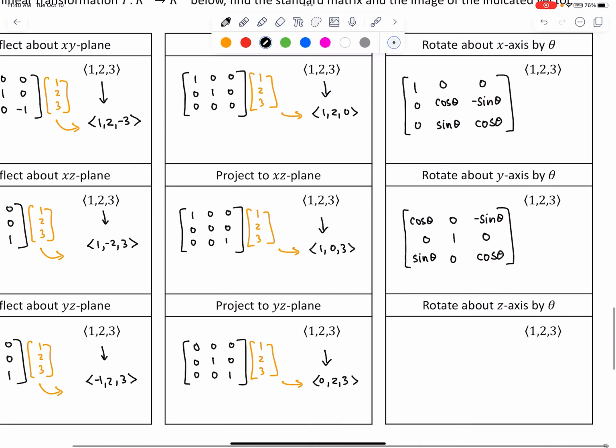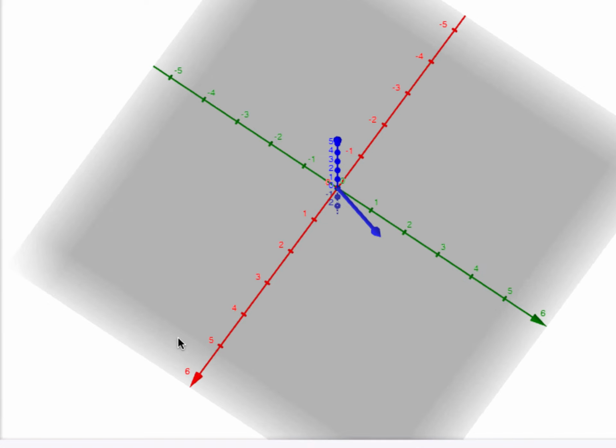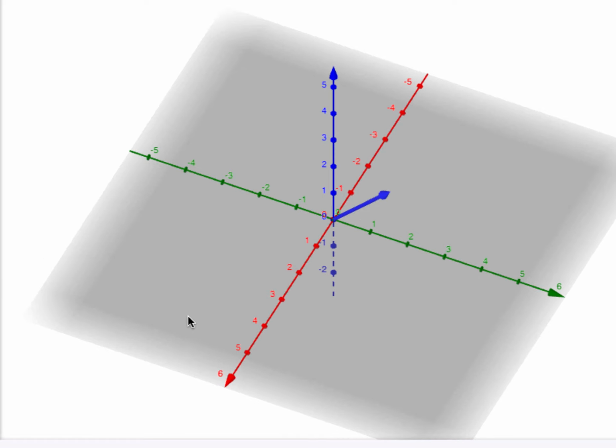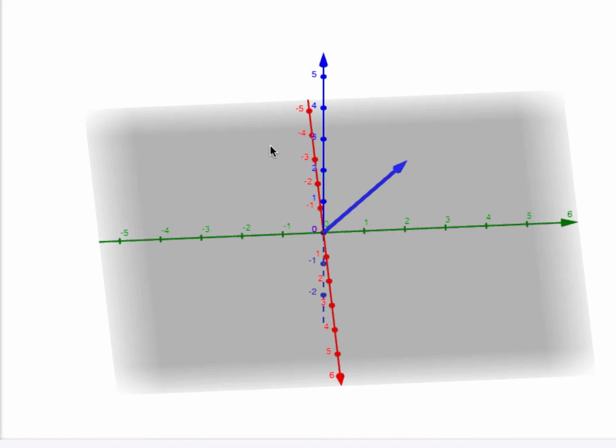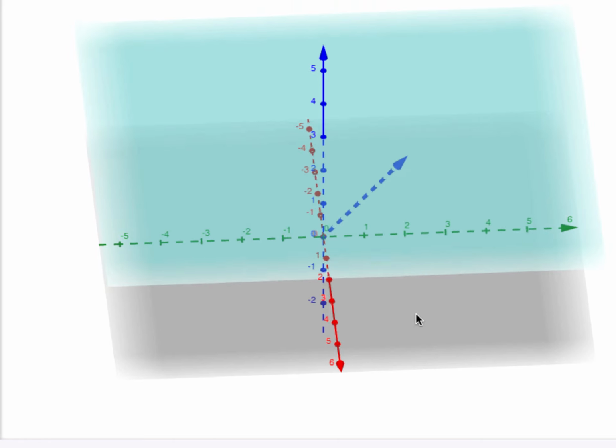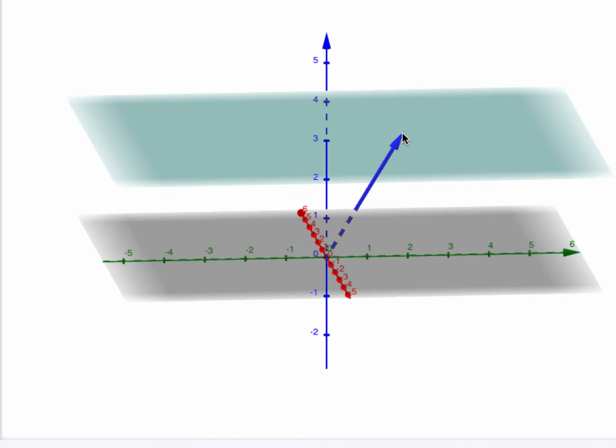And now let's look at what it means to rotate about the z-axis by an angle theta. So again, we have our vector 1, 2, 3, and we're going to rotate around the z-axis. This point is going to rotate around the z-axis, always maintaining the same z-coordinate, and that z-coordinate is 3. So let me reveal that plane, z equals 3, and we'll look at it from below. As this vector rotates, it'll stay in the plane and just rotate around the z-axis.